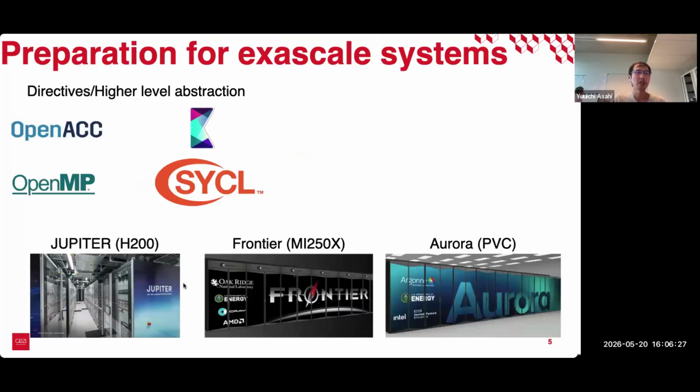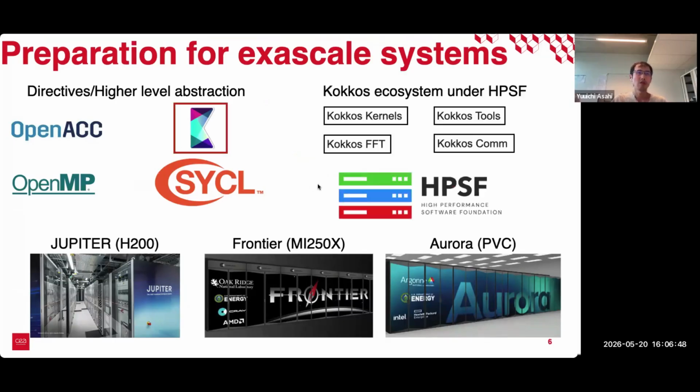In preparation for exascale systems at CEA, we had many choices at the very beginning, targeting machines like Jupiter, Frontier or Aurora, which come from different vendors. We considered directive-based or higher-level abstraction-based approaches like Kokkos or SYCL. But in the end, we chose Kokkos because it has nice features.